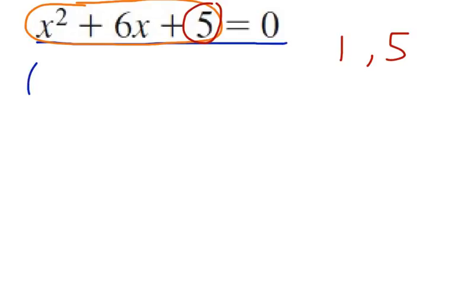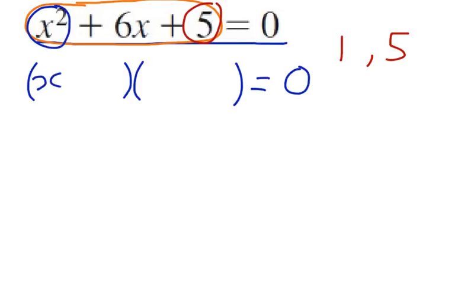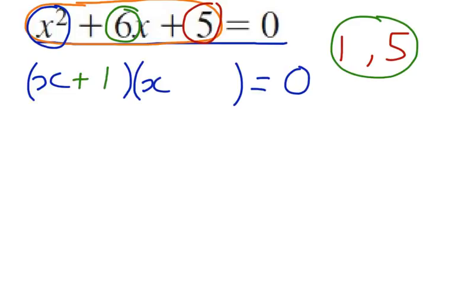We now put in our quadratic brackets, two pairs of brackets, and that's still equal to 0. We've got a single x squared, so just a single x goes at the front of each bracket. And now we look at the 1 and 5, and they have to add to make 6, which they do. So we get x plus 1 and x plus 5 inside the brackets.